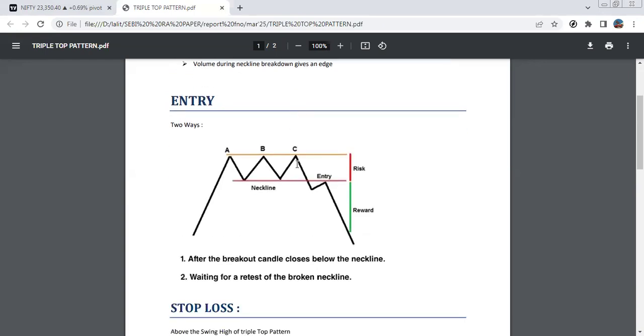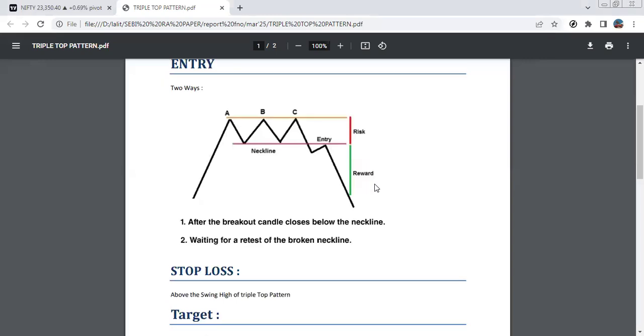So how to get entry? For example, say this is A first, B second, and C third. This was a triple top, and this is the neckline. What can happen when this neckline gets breached? From here you can take two types of entry. First, as the neckline is breached, you can enter, or you can wait for the retest and then enter here. You can either enter here or here, as per your risk and reward scenario.